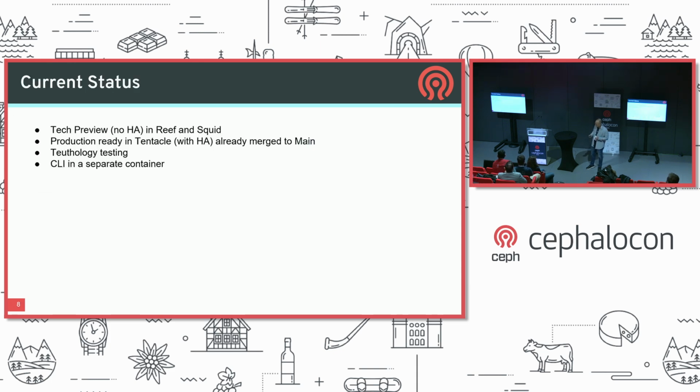Okay, so what is the current status in upstream? In Reef and Squid, it's a technical preview. In Tentacle, it's production ready. The code is already merged to Ceph main and to the NVMe-oF gateway repository main. We have coverage in teuthology, and still the CLI is a separate container in Tentacle.